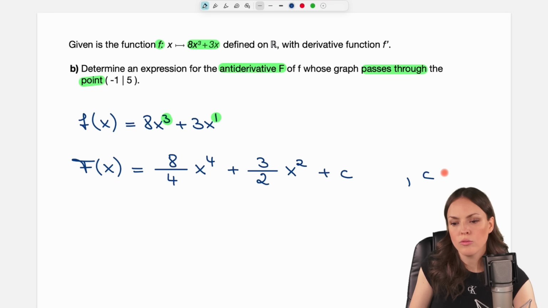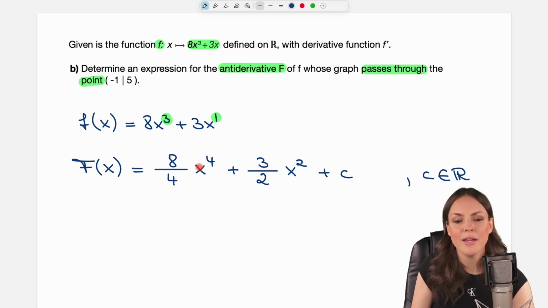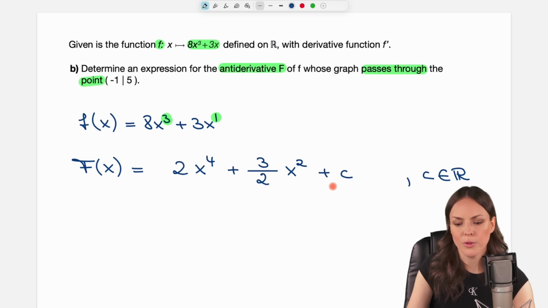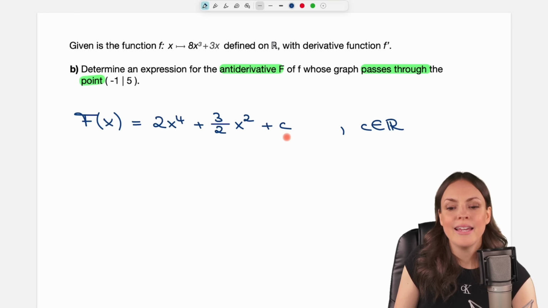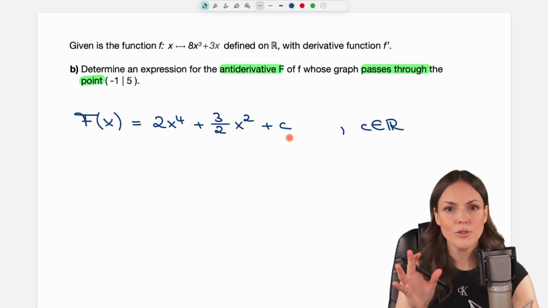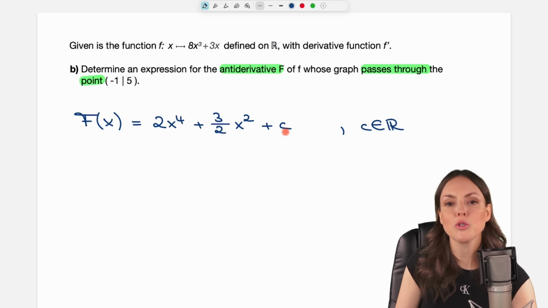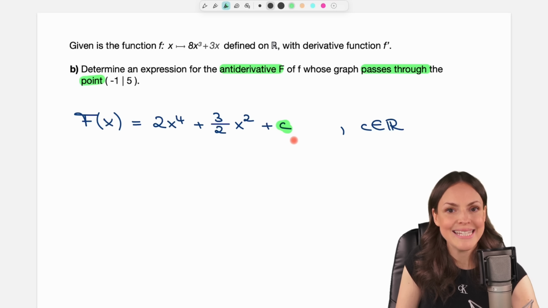C is just a real number, but these are all possible antiderivatives of this function here. Maybe we simplify this fraction here because 8 over 4 is just equal to 2, so this looks way more friendly here. We can't do anything here, so this is the version I would work with from now on. And as I said, because of this c, these are all antiderivatives, but now we want to find our special one that passes through this point, so we have to find a special c.